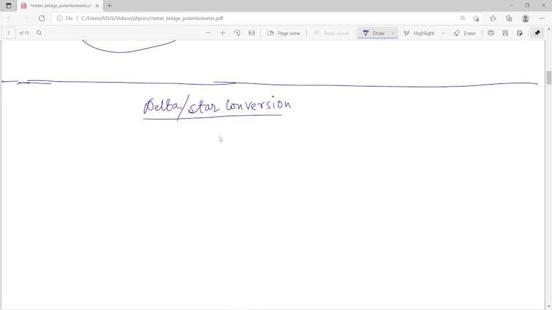If this is a delta, it means the resistors are connected like that, the resistors are connected like that. So the thing is that, say I am writing this is point 1, this is point 2, this is point 3.